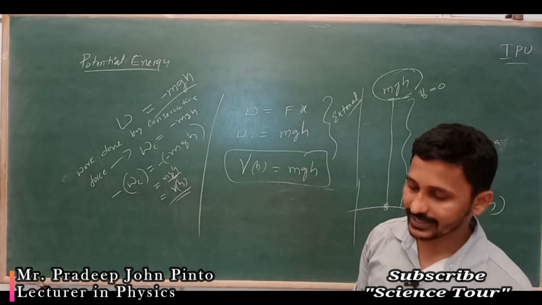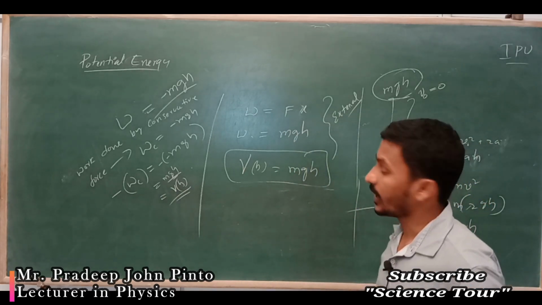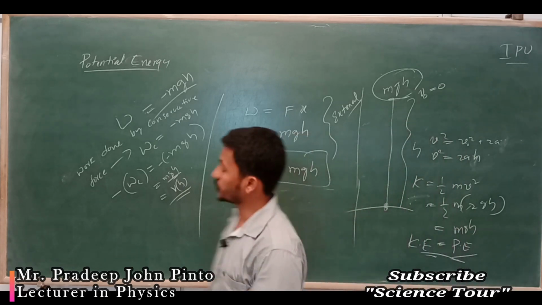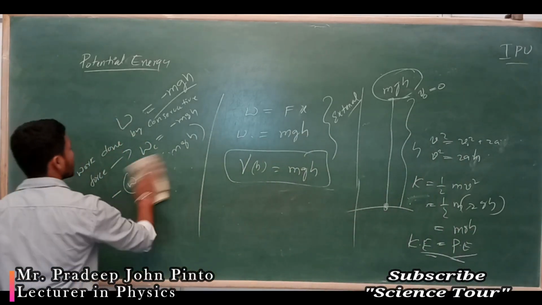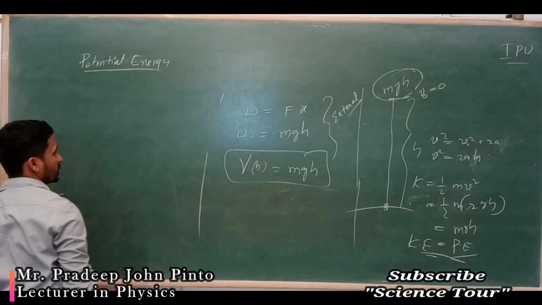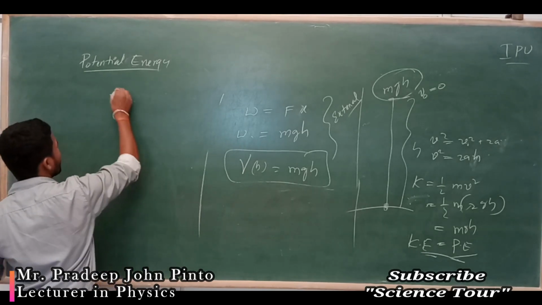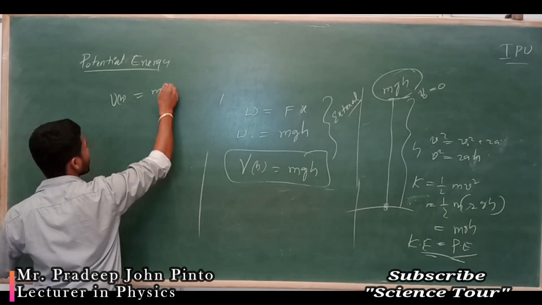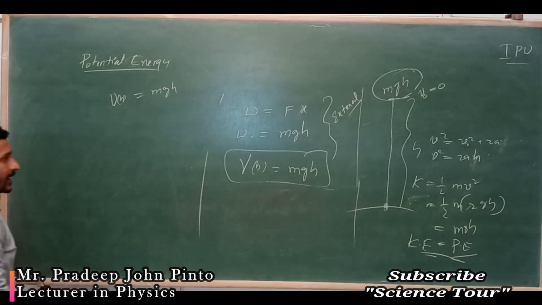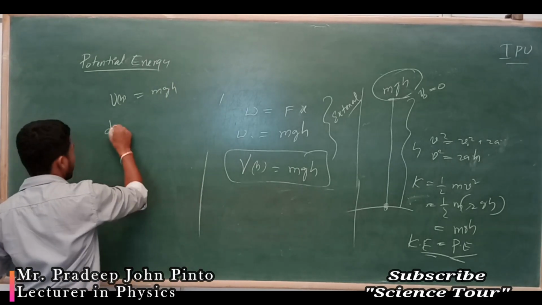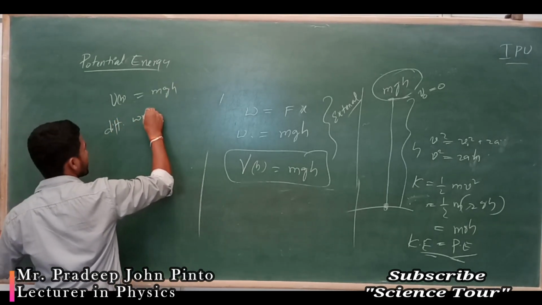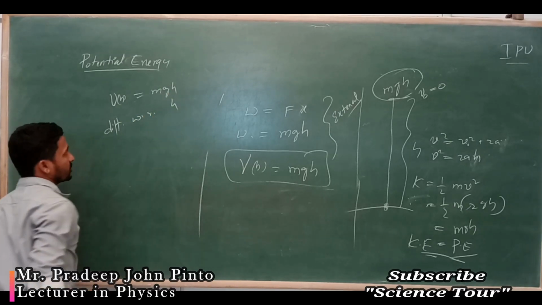Now I can also say that the potential energy, I'll erase this, is nothing but V of h, which is equal to mgh. Now I am going to differentiate with respect to distance, that is, h.